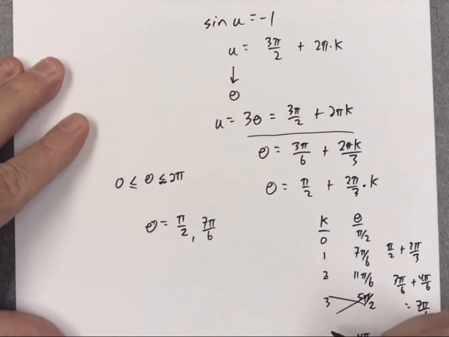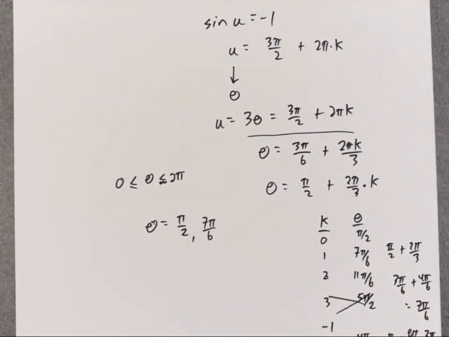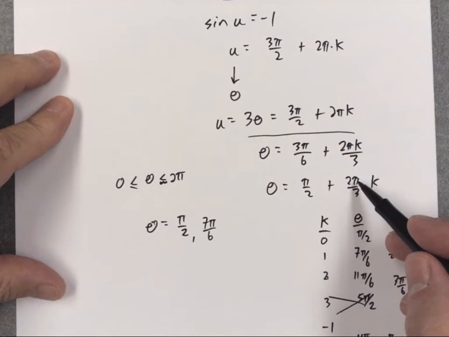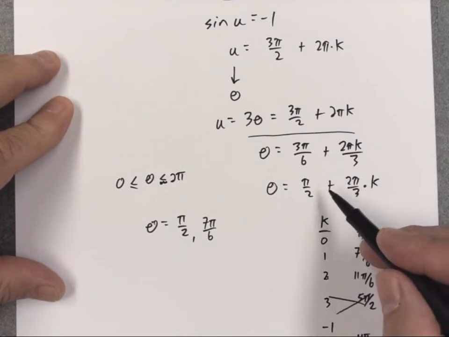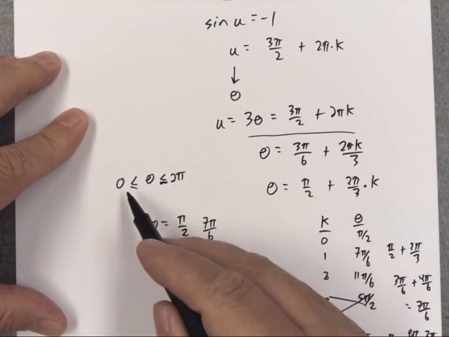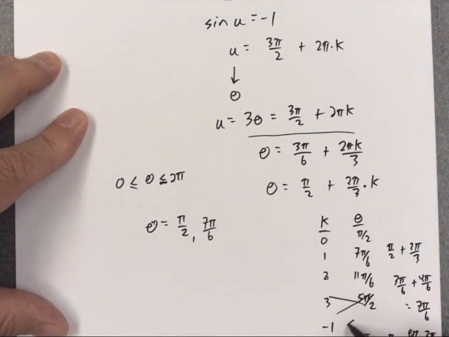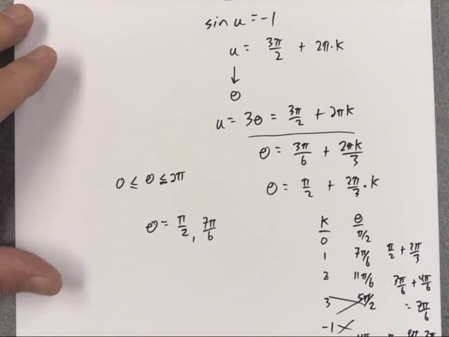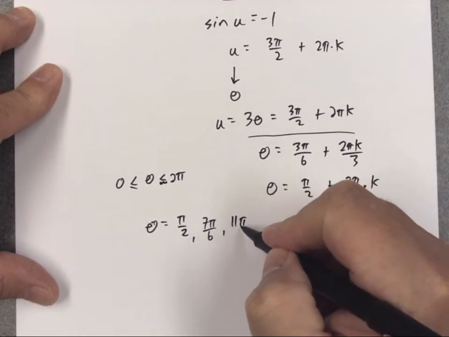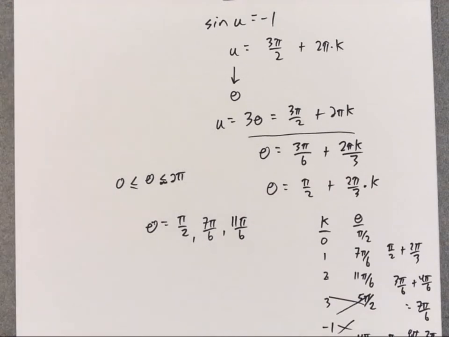Just for fun, there are occasionally problems where you have to set k equal to negative 1 and see what happens. But in this case, if I have negative 2 pi over 3 plus pi over 2, it ends up being a negative angle, which is less than 0. So once again, that doesn't work. So it looks like there are 3 solutions to this problem.